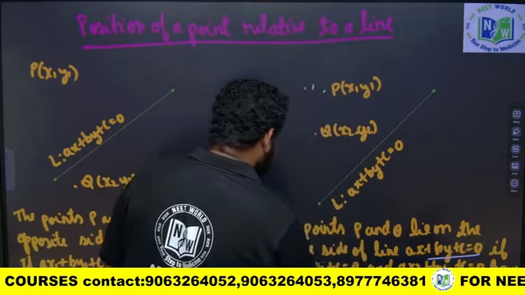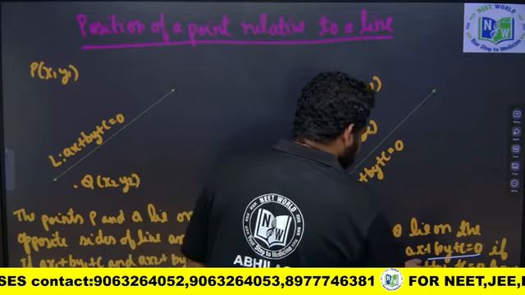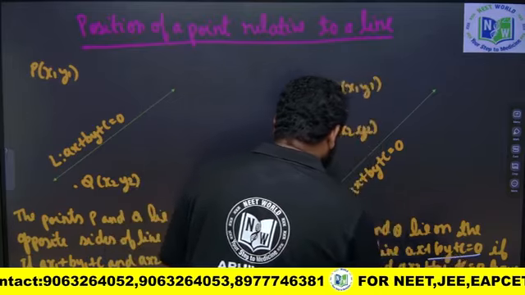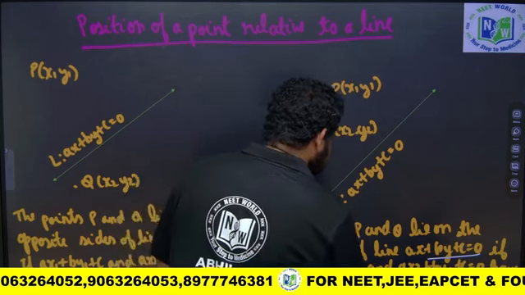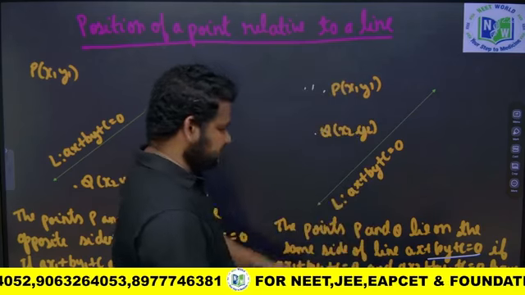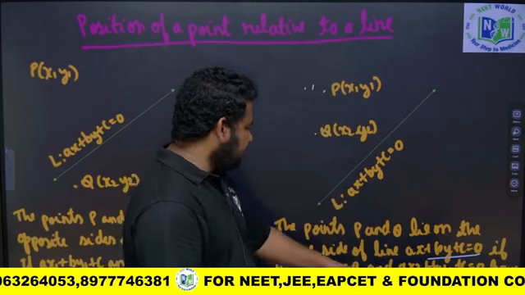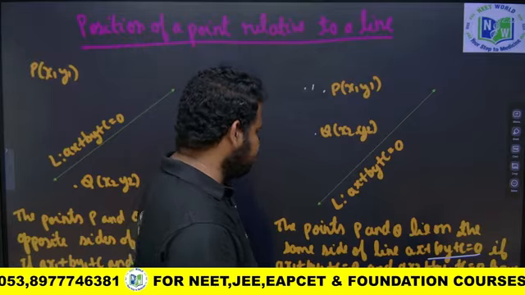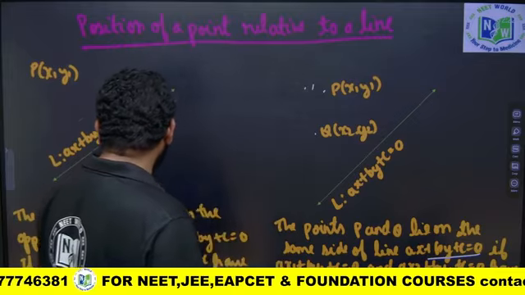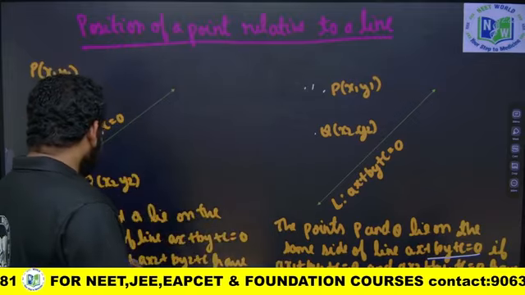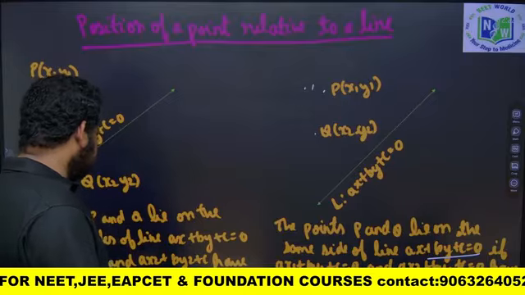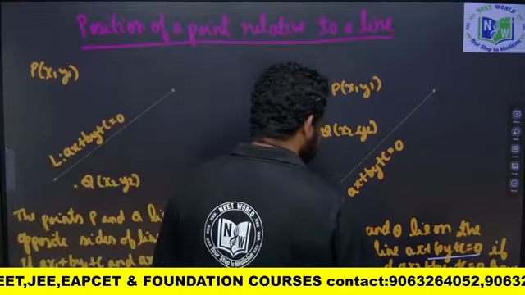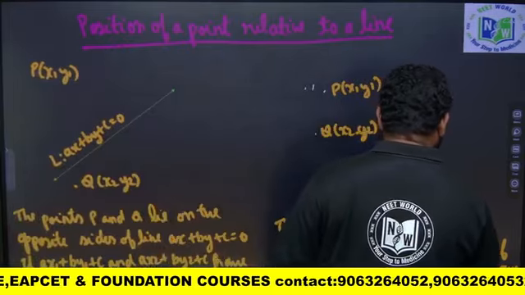If ax1 plus by1 plus c is equal to 0 and ax2 plus by2 plus c is equal to 0, they have the same signs, so LP·LQ is greater than or equal to 0. If the points are on opposite sides, then they have opposite signs and LP·LQ is less than 0. Now let us see what LP·LQ is.